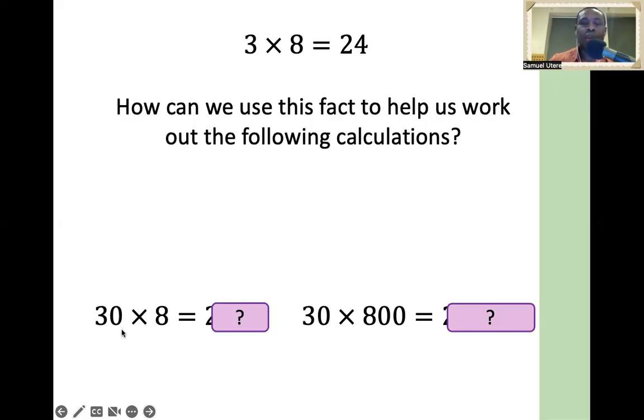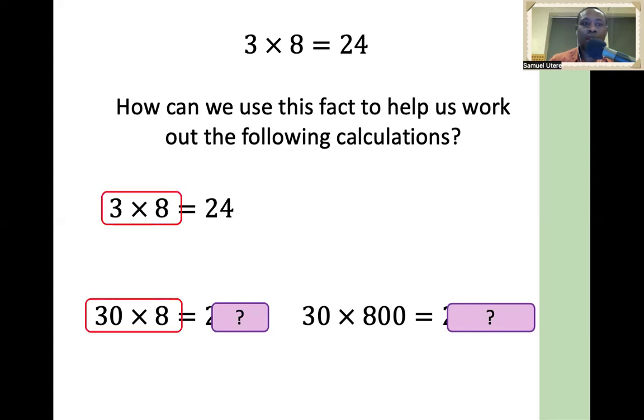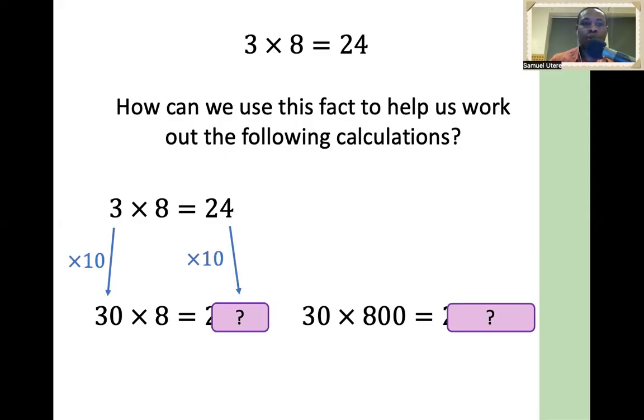Now, we know that 3 times 8 means 3 lots of 8. So 30 times 8 means 30 lots of 8. But note what is going on here. When we multiply 30 times 8, we have simply made 3 10 times bigger. The 8 stays the same, so our answer will just be 10 times bigger. So we know 3 times 8 is 24, so 30 times 8 will be 240. We just put a 0 after the 24.